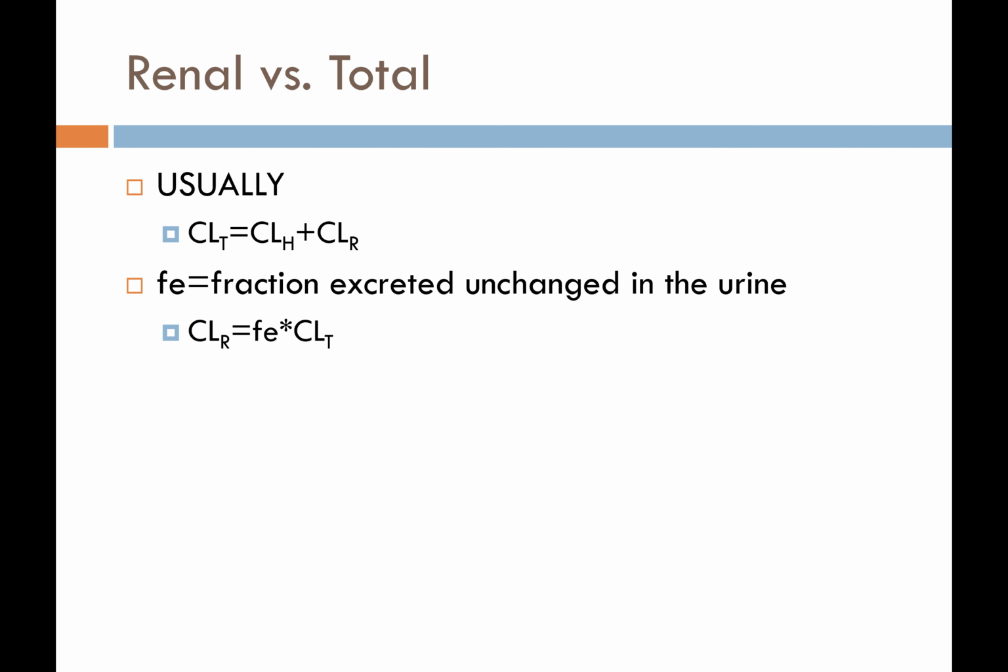So renal clearance versus total clearance. Usually, and this should make sense, the total clearance of a drug is equal to the hepatic clearance of that drug plus the renal clearance of that drug. And so then what does the renal clearance equal? Renal clearance equals the fraction excreted unchanged in the urine times that total clearance.